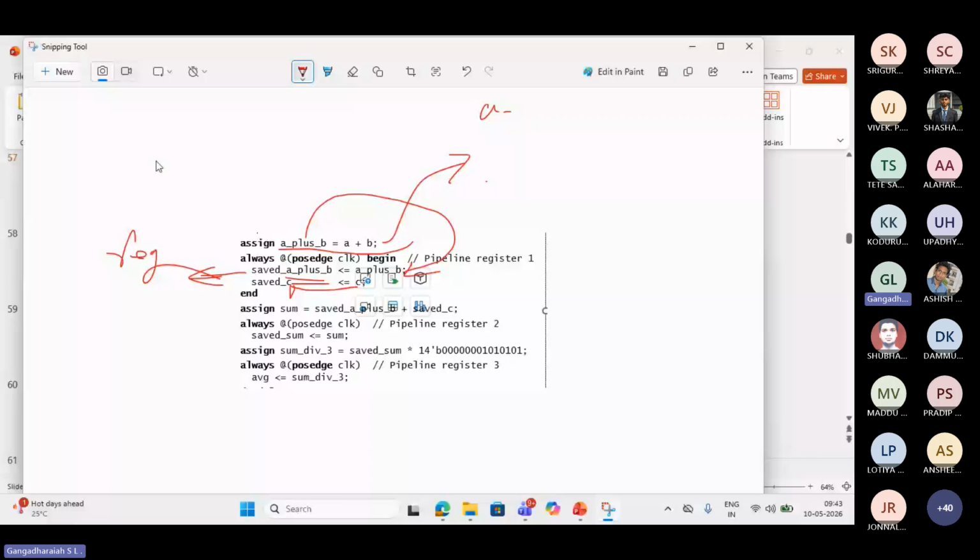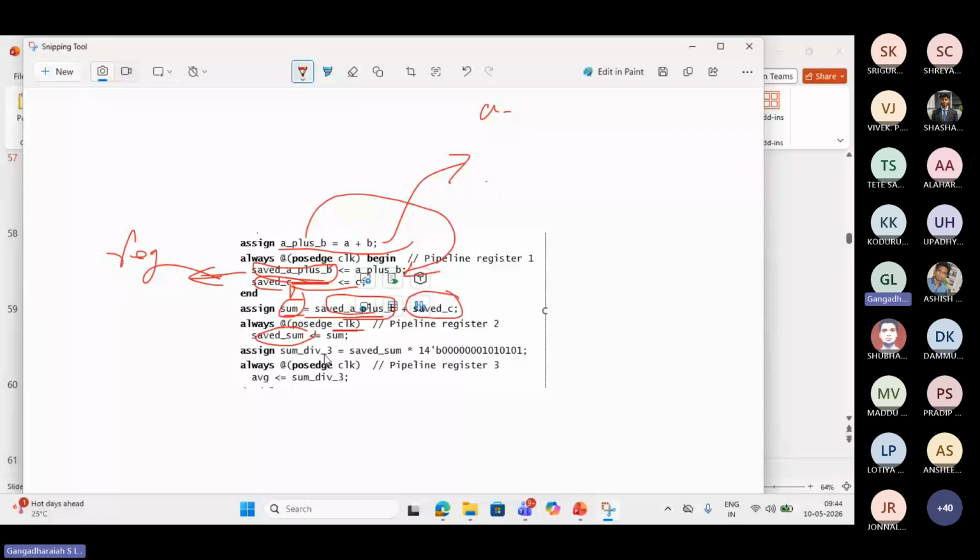So now I go for pure combinational logic. I add these two: saved underscore A plus saved underscore C. Now at the positive edge of the clock, let's say sum takes the value of saved underscore A plus saved underscore C. Now this sum is assigned to saved underscore sum, right? So in the next clock pulse.